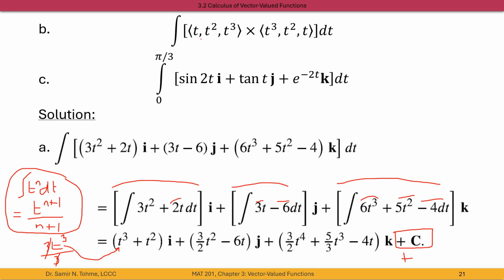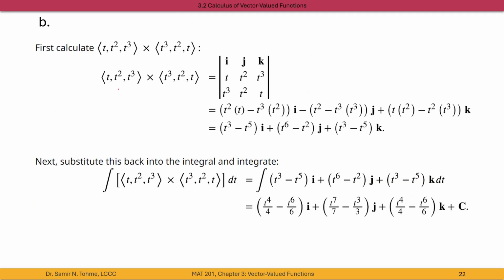Now for the second part, you have the integration of two vectors. They are given in component form, okay, not in a linear combination form. And in component form, we're gonna do the cross product. First of all, before doing the integration, evaluate the cross product, then do the integration. You have these two vectors. Let's evaluate the cross product.